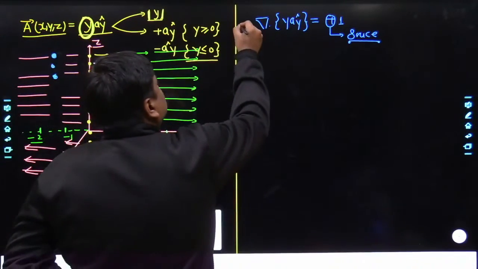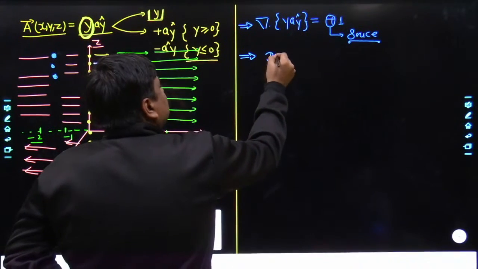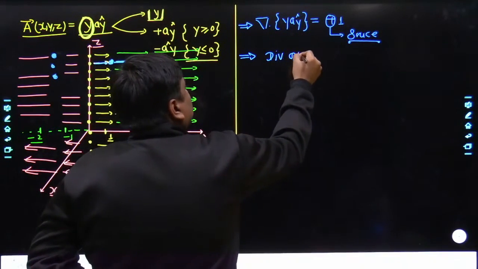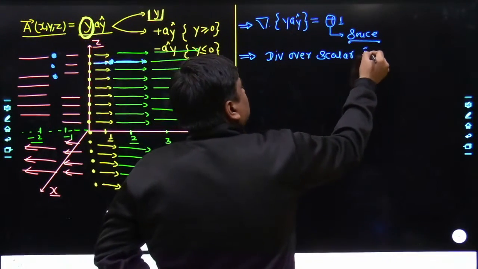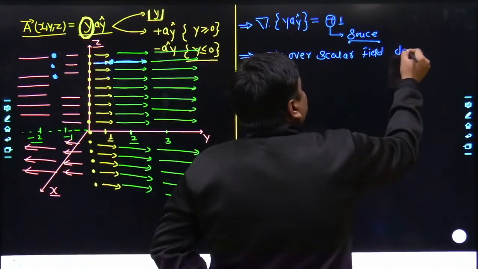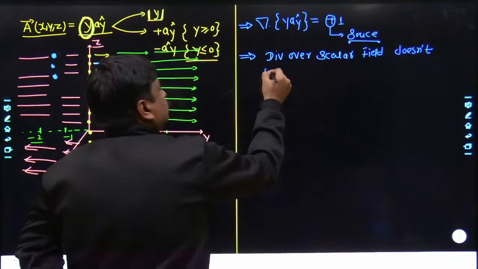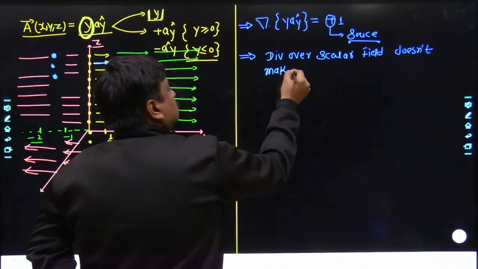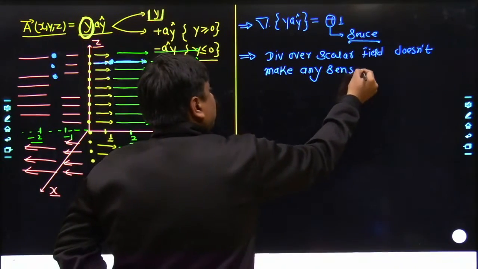So I would say one important line: the divergence over a scalar field does not make any sense, and hence it is not applied.